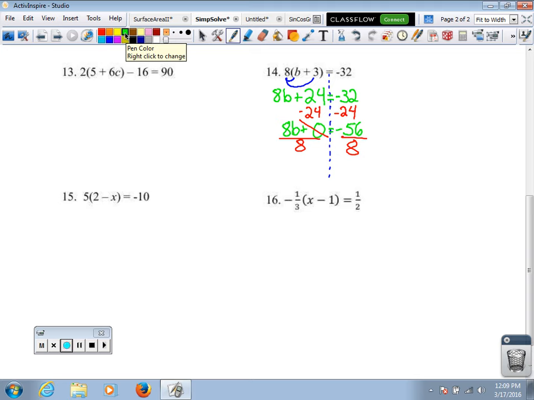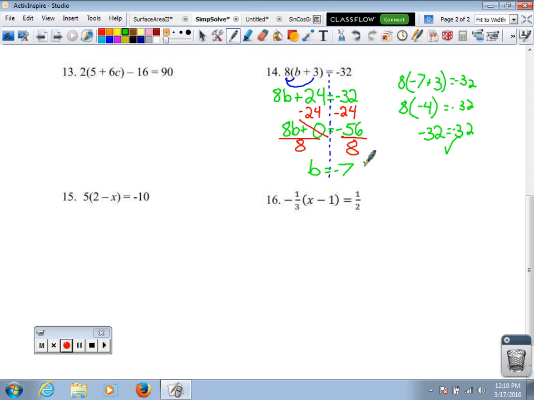What does that give us, Abby? I'll have b equals negative 7. And we could take that back to the original and sub it in. Okay, negative 7 plus 3 is negative 4. And 8 times negative 4 is negative 32. So the solution checks out. b equals negative 7 is the answer that we want.